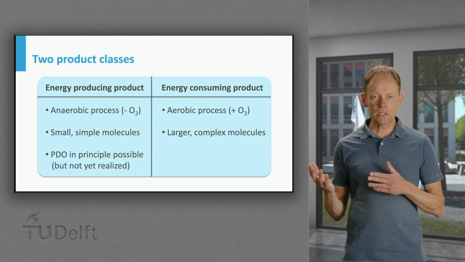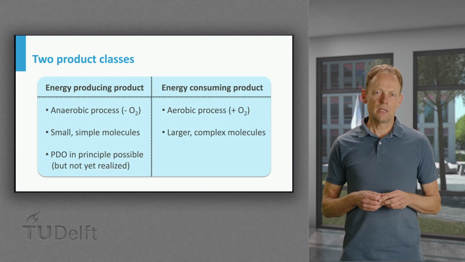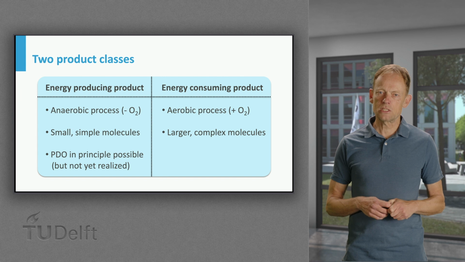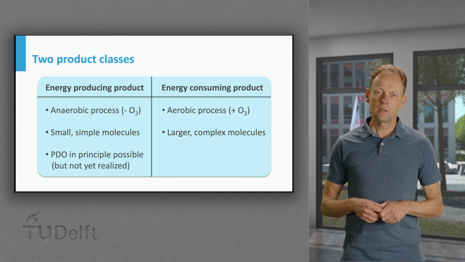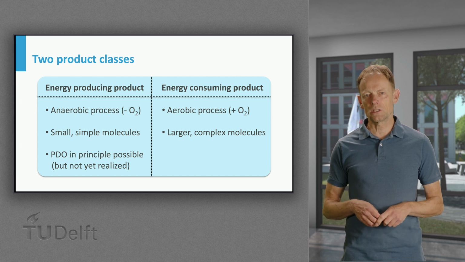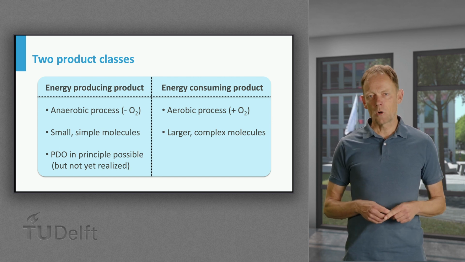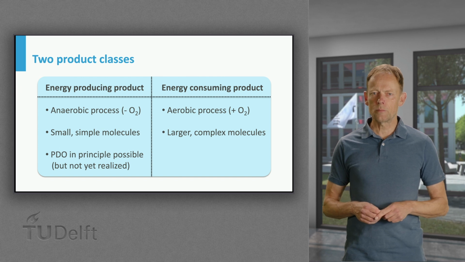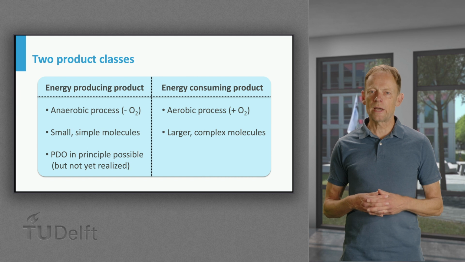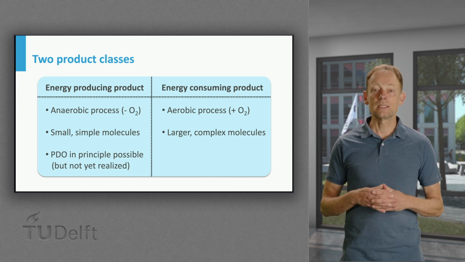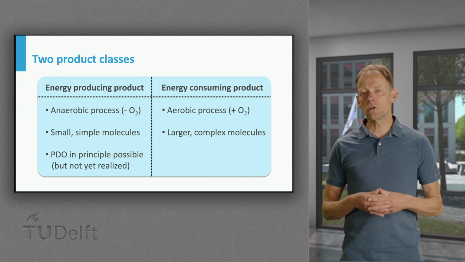Thus, we can distinguish two product classes. It is a big advantage if the process can be run without oxygen, because the operation will be a lot simpler, without mass transfer and cooling challenges. For larger, more complex molecules, as a rule of thumb, the Gibbs energy change is positive, and oxygen is required to combust the substrate, the catabolic reaction, and run the process.